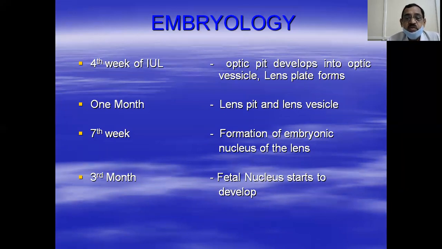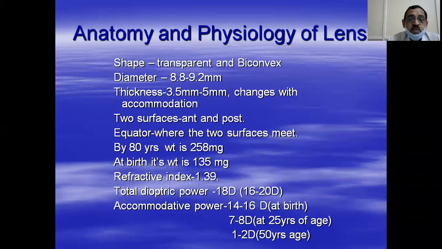About the 7th week of intrauterine life, there will be formation of the embryonic nucleus, which forms the fibers around the Y-shaped sutures of the lens, both anterior and posterior. So in the 3rd month, the fetal nucleus starts to develop, and it continues till the birth of the individual. That's briefly about the embryology or development of the lens in the intrauterine life.